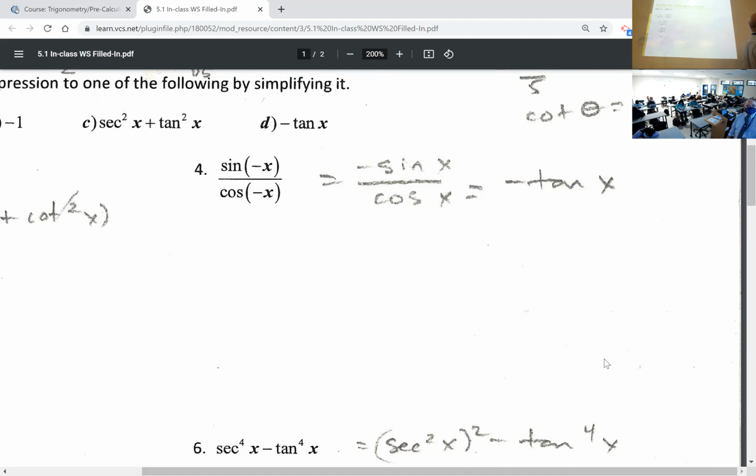So this one, sine of -x is equal to negative sine of x. Cosine of -x is equal to cosine of x. And then negative sine of x divided by positive cosine of x equals negative tangent of x. Again, there's more than one way to do these.